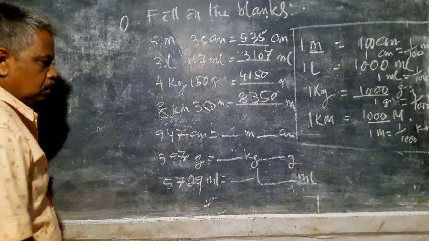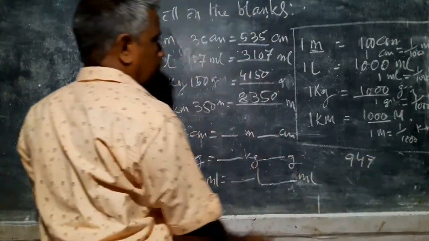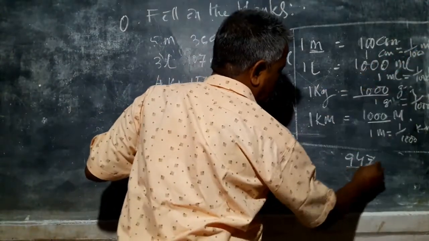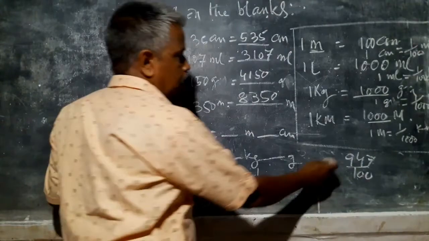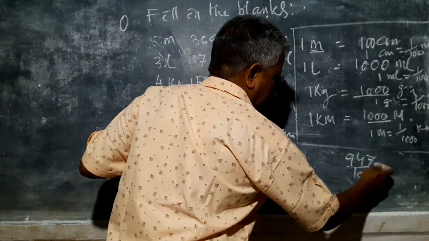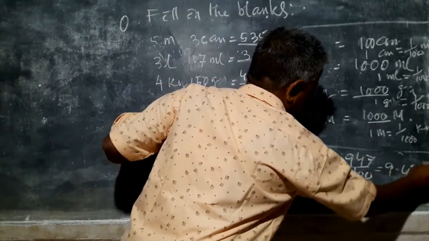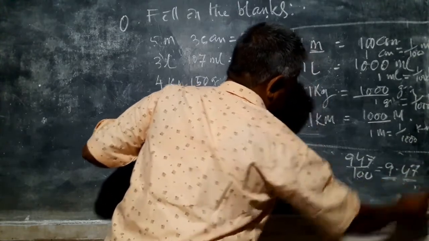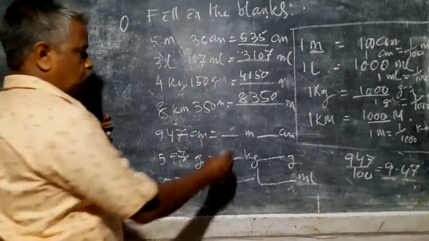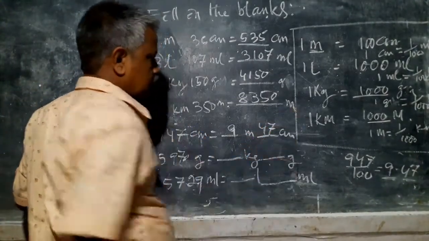Next, 947 centimeter. When we make it meter, we have to divide by 100. 947 divided by 100. That means the decimal will come before two numbers, that is 9.47. This is the meter, this is centimeter. That means 947 centimeter equals 9 meter 47 centimeter. Okay.